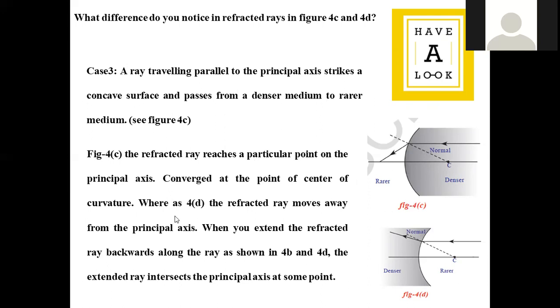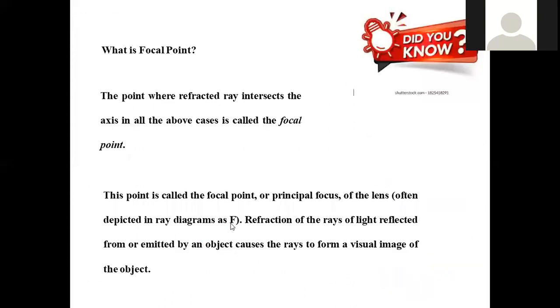Convergence is possible here. Whereas in 4D, the refracted ray moves away from the principal axis, and the extended refracted ray is traced backwards along the ray, as shown in 4B and 4D. So the extended ray intersects the principal axis at the same point. 4B and 4D are identical, and 4A and 4C are identical in nature, right? So that is the main difference.